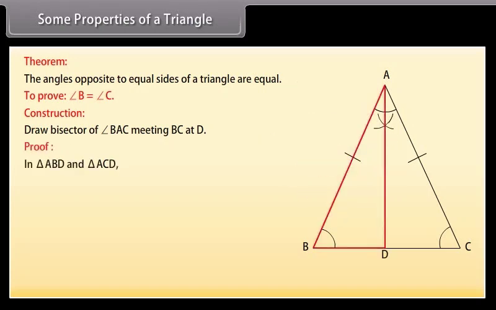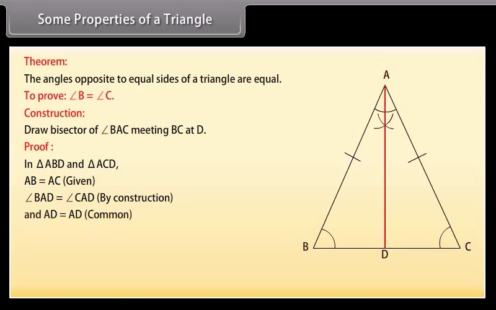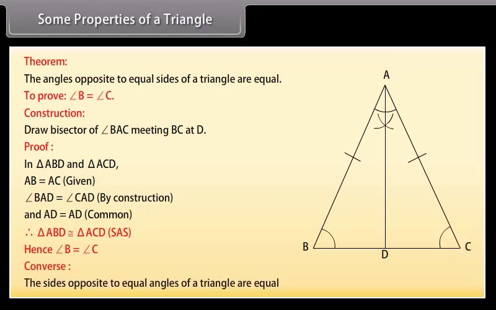Proof. In triangle ABD and triangle ACD, AB is equal to AC is given. Angle BAD is equal to angle CAD by construction, and AD is equal to AD common. Therefore, by SAS rule, triangle ABD is congruent to triangle ACD. Hence, angle B is equal to angle C. The converse of the above theorem is also true, which says that the sides opposite to equal angles of a triangle are equal.